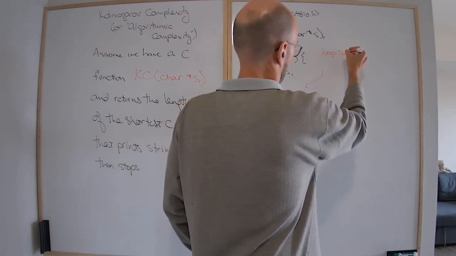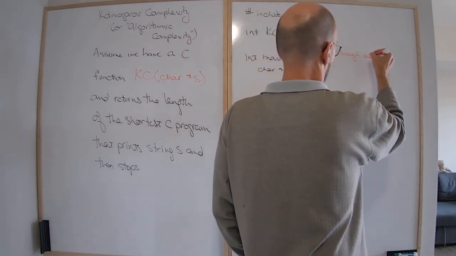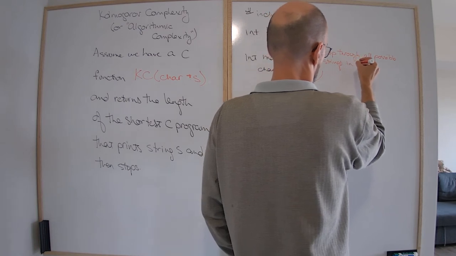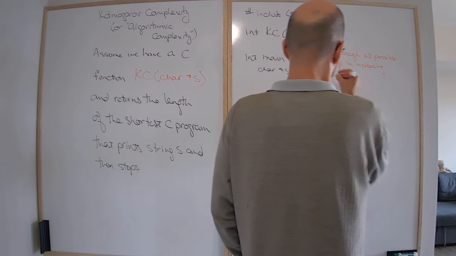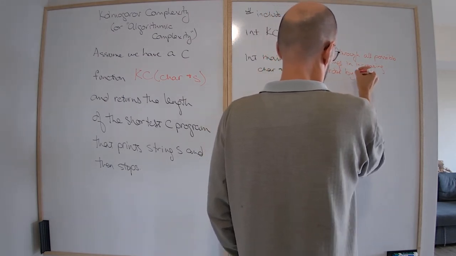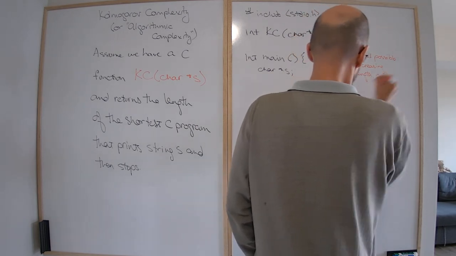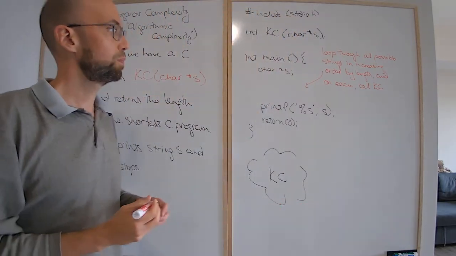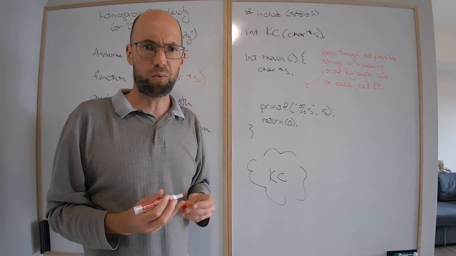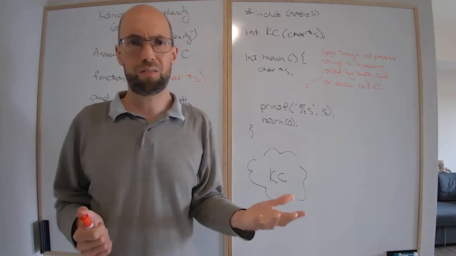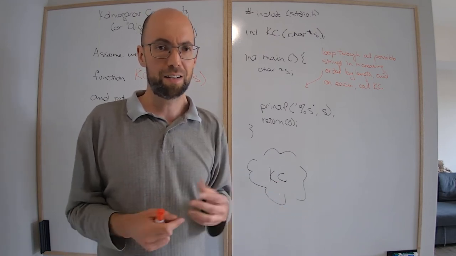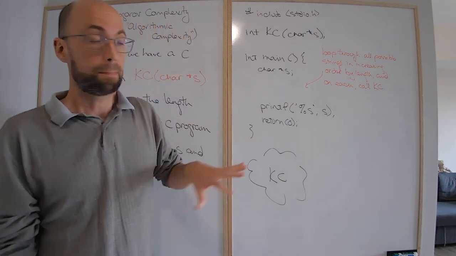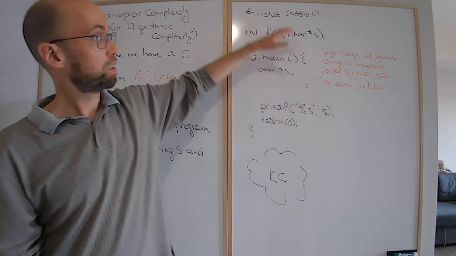Loop through all possible strings in increasing order by length. And on each, call KC. So this wouldn't be that hard to write, but it's harder. You could do this. It's not that bad, but not in the time remaining in the lecture. KC is a C function, and so this has a finite size. And so this whole thing is going to have a certain size.